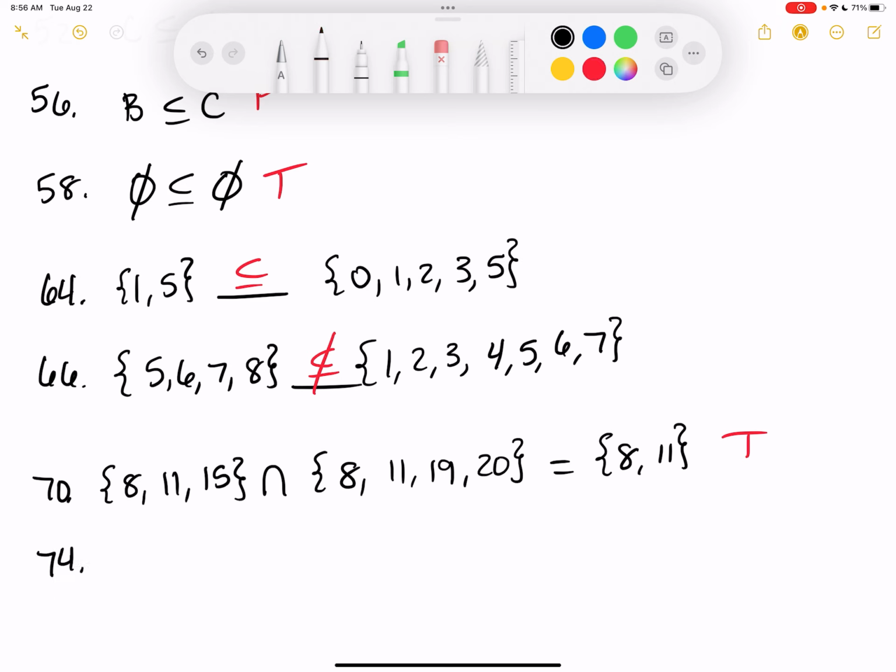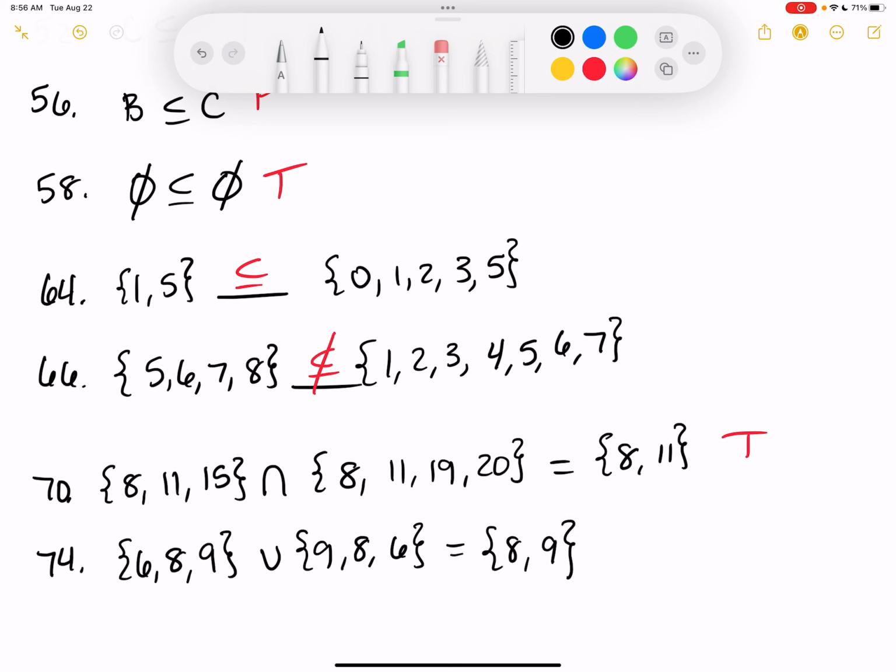Then with 74, we have the set 6, 8, 9, union with 9, 8, 6. And it says that that's equal to 8 and 9. So union should be everything that's in both sets. So, is this true or not? True.